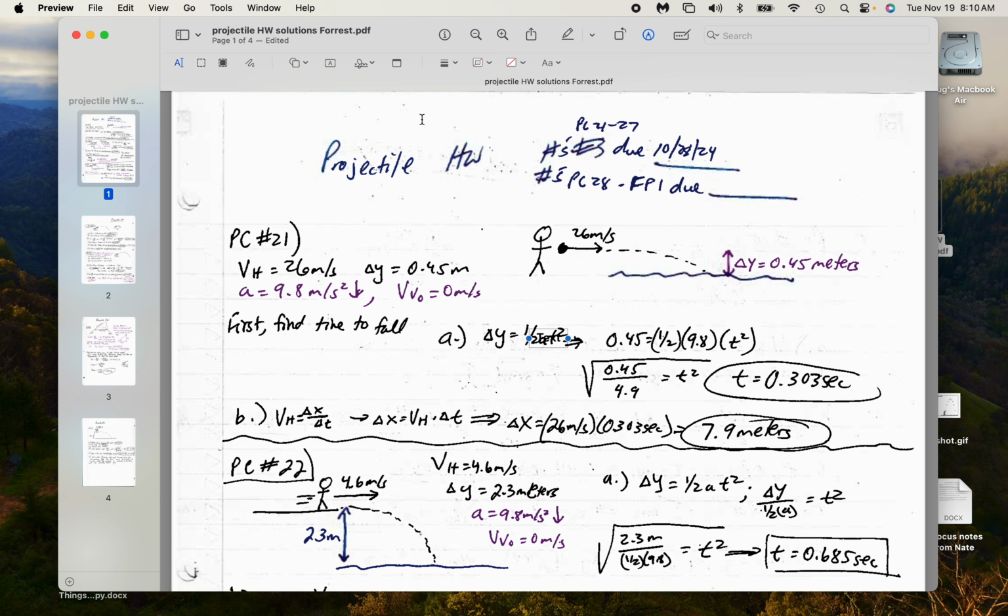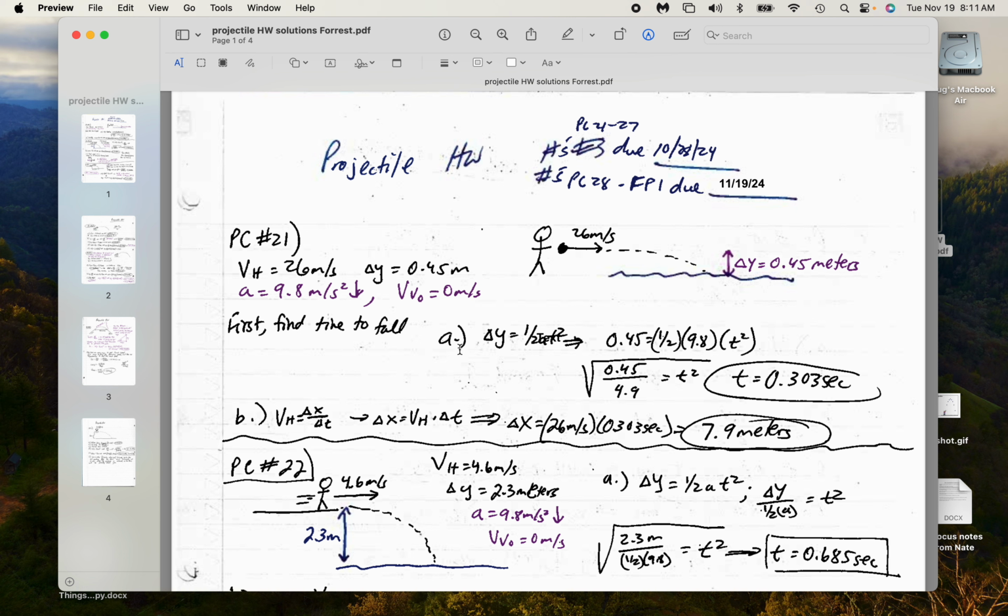This one was due 11/19. So we went on our 3-week tour of vectors between this. Okay, so the first three we did in class. Basically the first three are all horizontally launched projectiles. The first one, you know the horizontal velocity, you know the vertical distance.